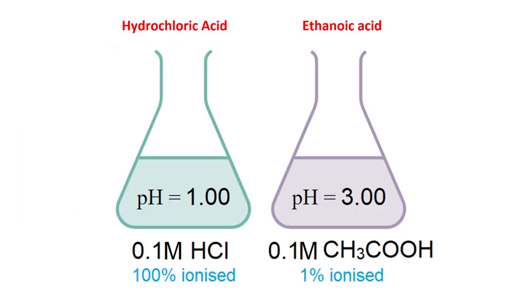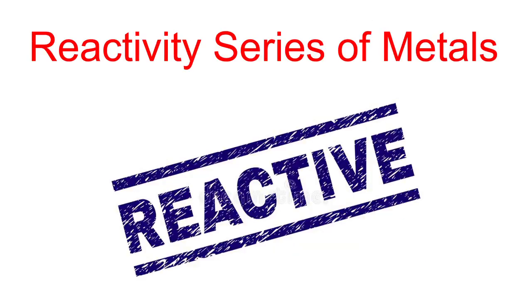So the pH of a strong acid is 1 because it's 100% ionized, whereas the pH of ethanoic acid is only 3, and the pH scale goes up in 10s. So a pH 2 is 10 times less strong. A pH of 3 is 100 times less strong, 10 times 10.